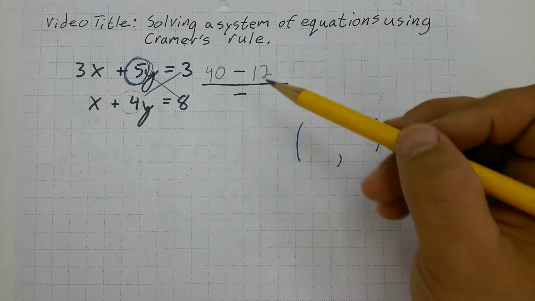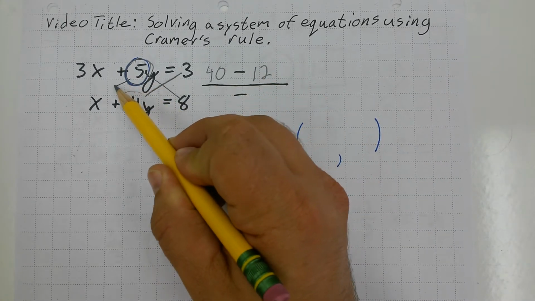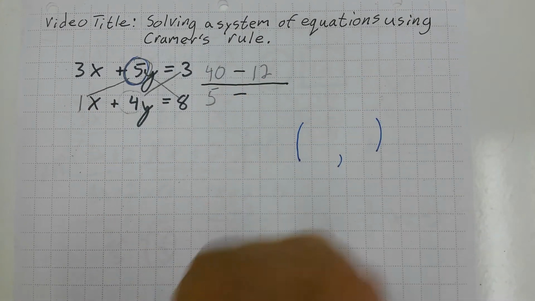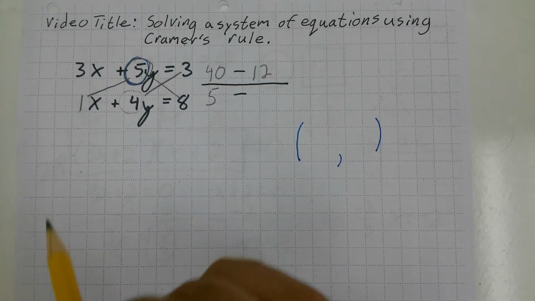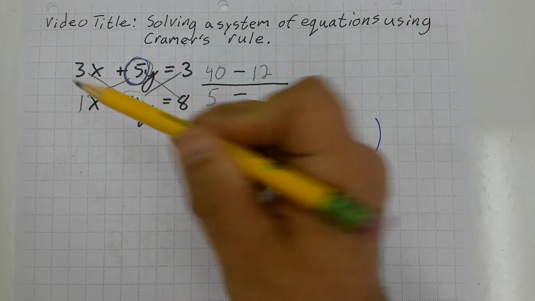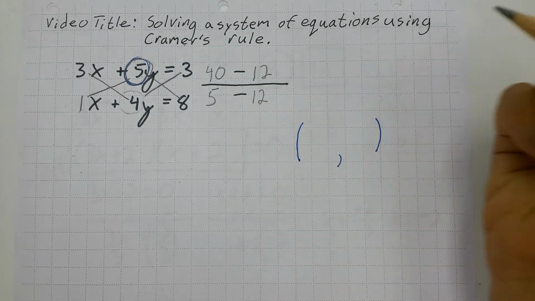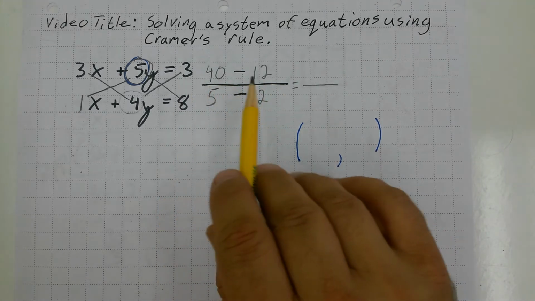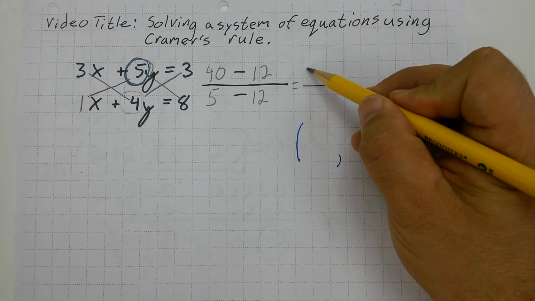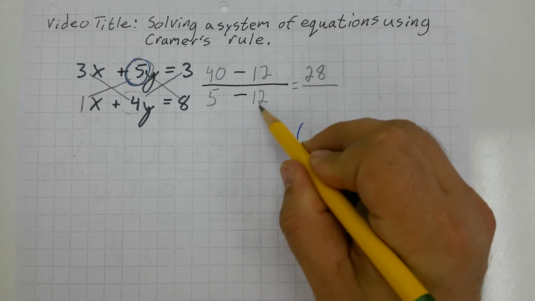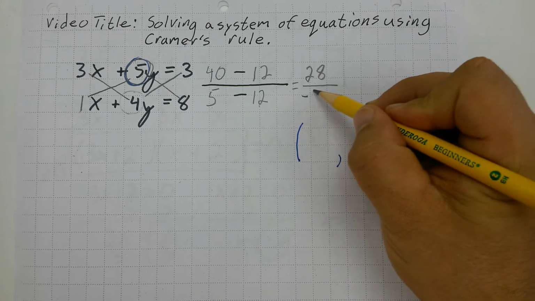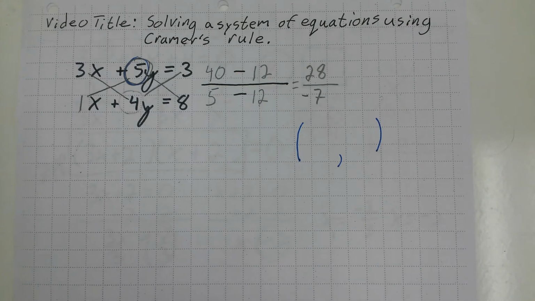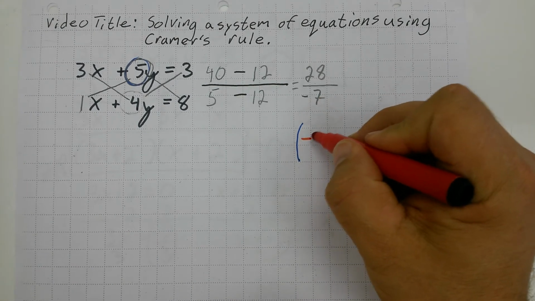Now to get the bottom digits, I'm going to take that same 5 and multiply it by that leading coefficient, which is technically a 1, and that's going to give me a 5, and I place that there. And finally, I'm going to do this 4 times 3, and that is 12, which goes there. Now all you have to do is a little arithmetic and simplify. So 40 minus 12 is 28, and 5 minus 12 is negative 7. And 28 divided by negative 7 equals negative 4.